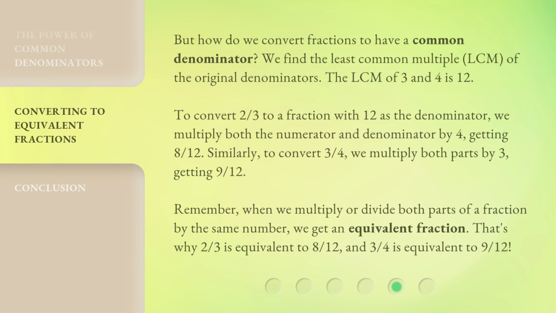But how do we convert fractions to have a common denominator? We find the least common multiple, LCM, of the original denominators. The LCM of 3 and 4 is 12. To convert 2/3 to a fraction with 12 as the denominator, we multiply both the numerator and denominator by 4, getting 8/12. Similarly, to convert 3/4, we multiply both parts by 3, getting 9/12.